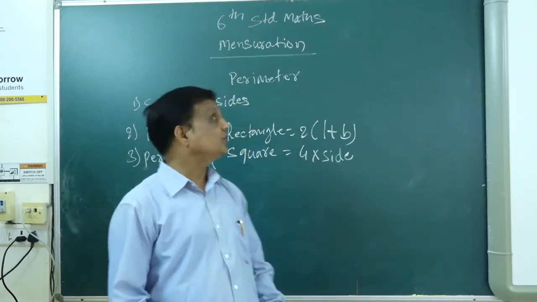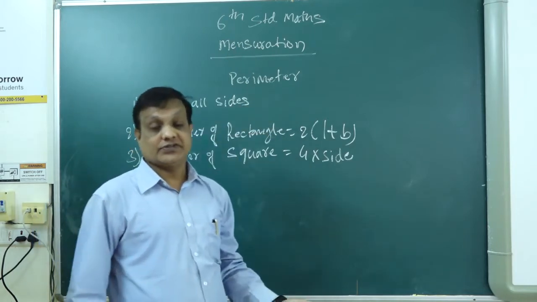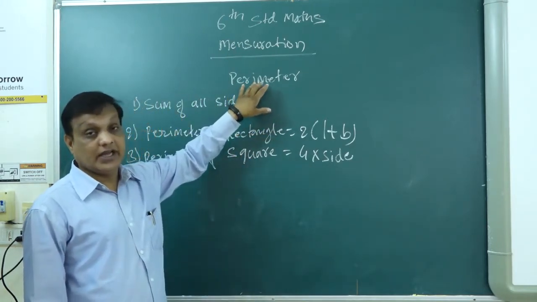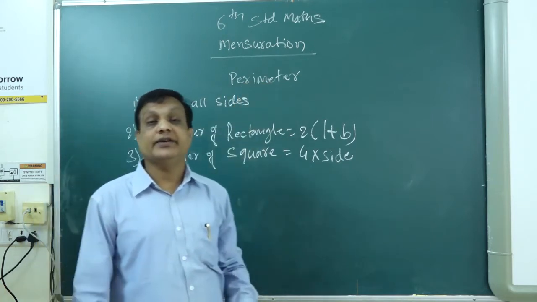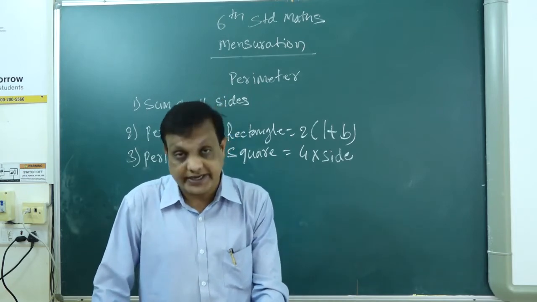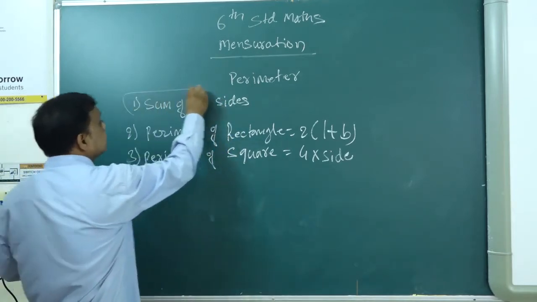Hello friends, today we are learning 6th standard maths, mensuration. In the previous class we saw that mensuration means measurement. In that we saw the perimeter, and how to find the perimeter of regular figures and some geometrical figures like a square and rectangle. The common formula to find the perimeter of any figure is the sum of all sides.